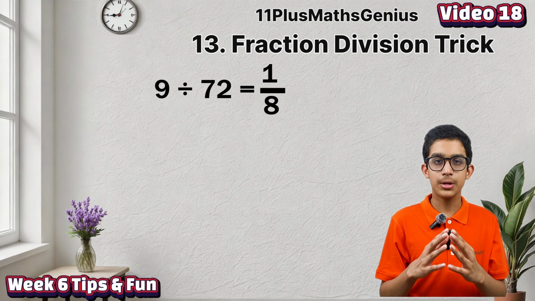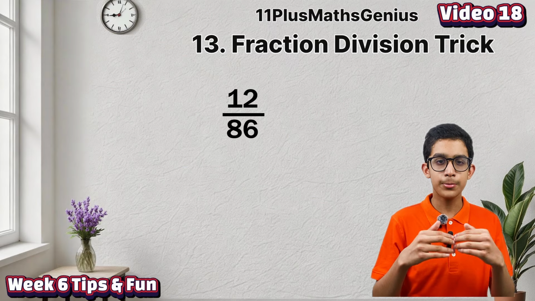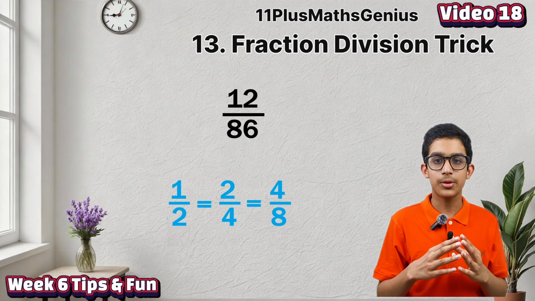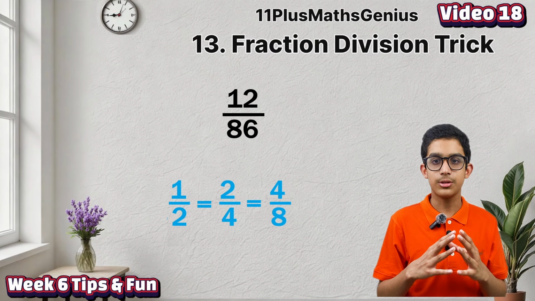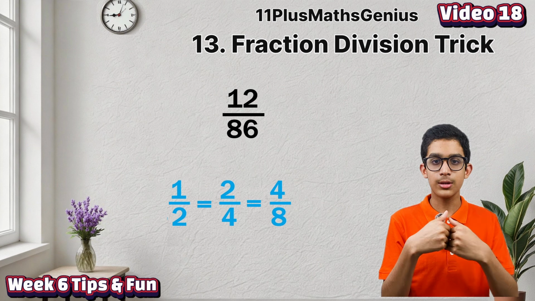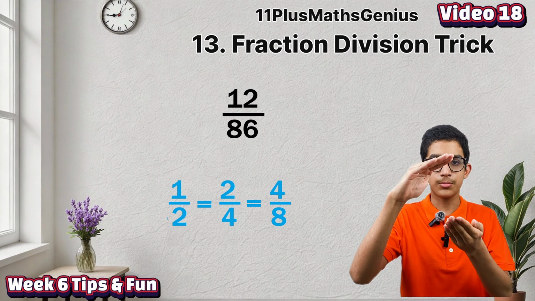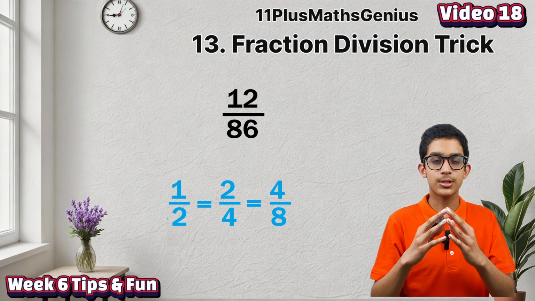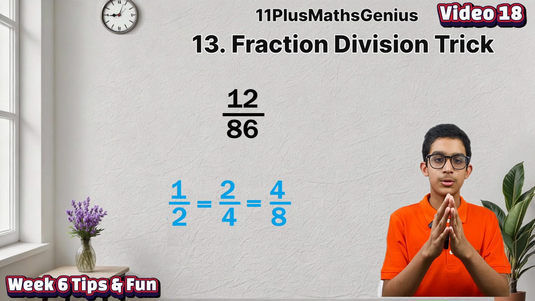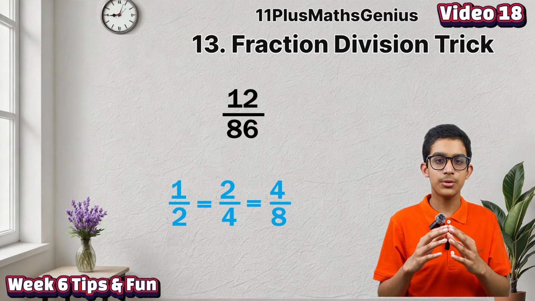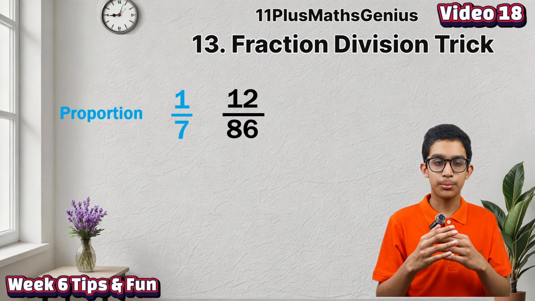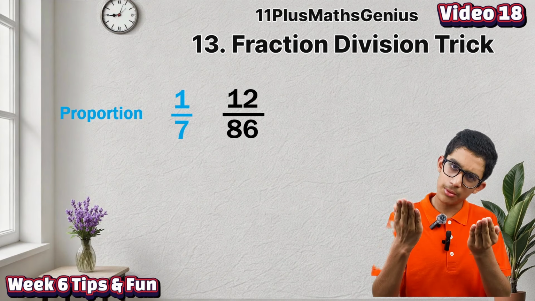Example, 12/86. Before we solve it, let's see the basics of proportion. 1/2 is the same as 2/4. 2/4 is the same as 4/8. That is, when we multiply or divide the top and the bottom by the same value, the fraction value is unchanged. First, we roughly identify the proportion of 12/86. 7 times 12 is 84, so the proportion here is roughly 1/7.